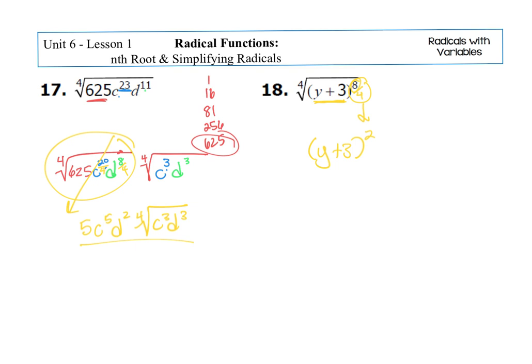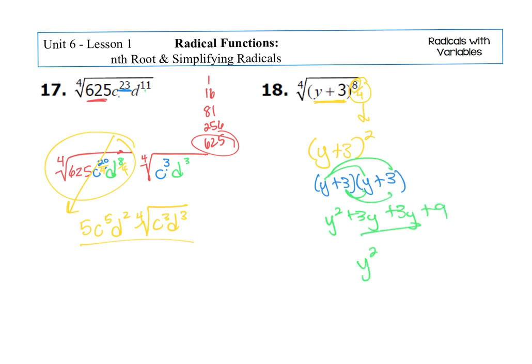And then we are supposed to simplify. y plus 3 squared means y plus 3 times its own self, y plus 3. So then we have to FOIL because that's what we do. y times y is y squared plus 3y plus 3y again plus 3 times 3 is 9. Combine our like terms in the middle, and it's y squared plus 6y plus 9. That's our simplified answer that they're looking for.